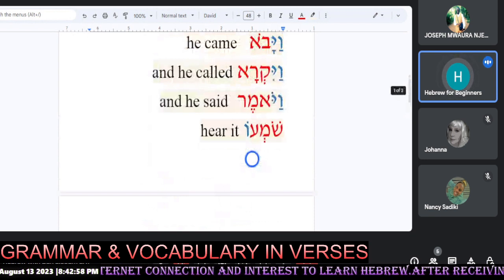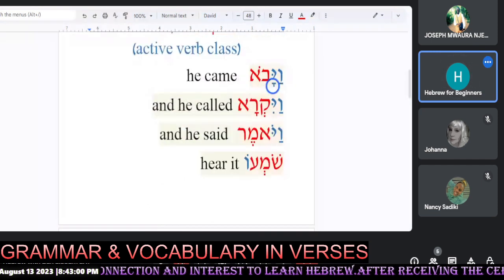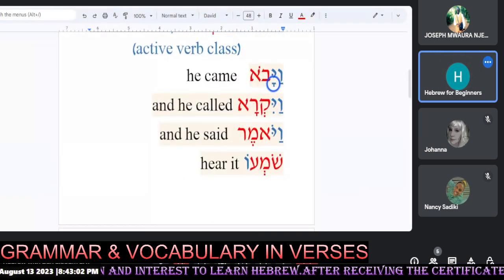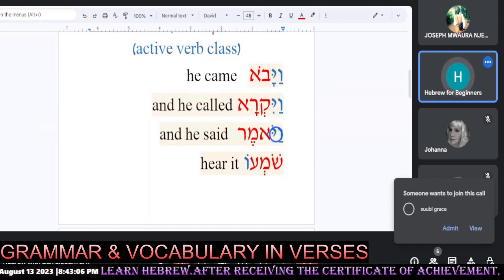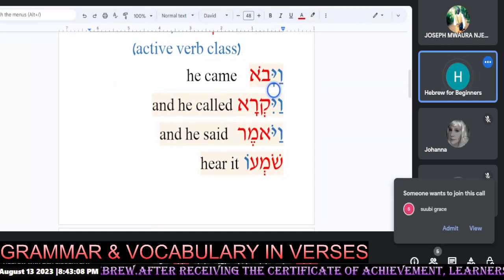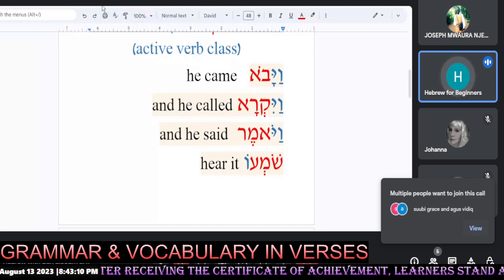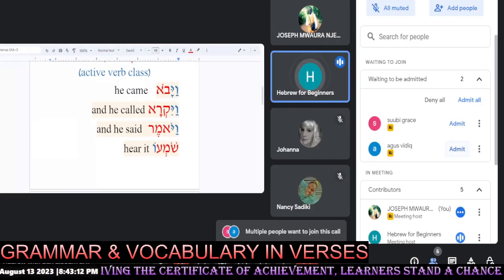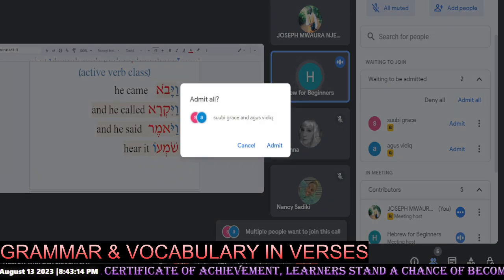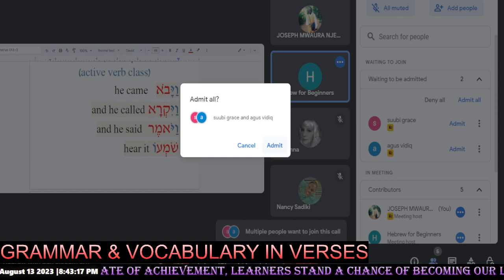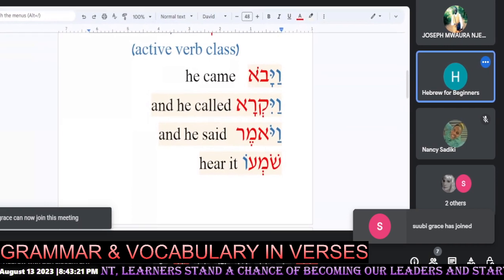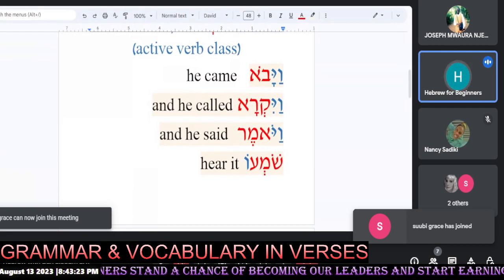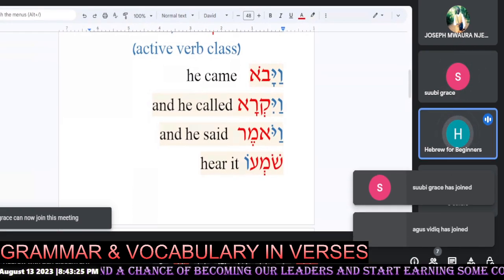Have in every instance is a yud preceding the root. Yavo, yikra, yomer. If we eliminated the vav, we would have what's known as the future tense. Yavo means he will come.